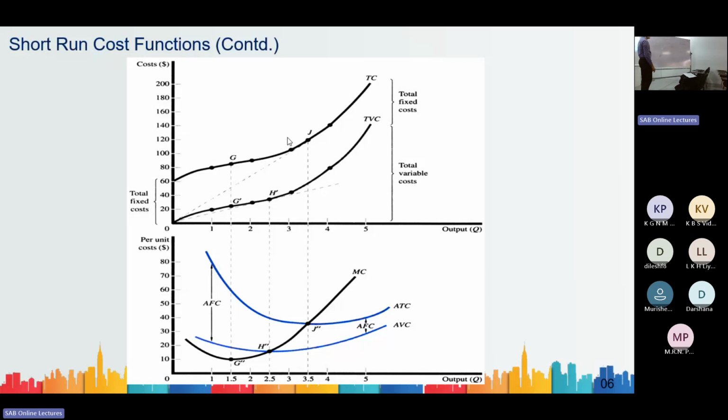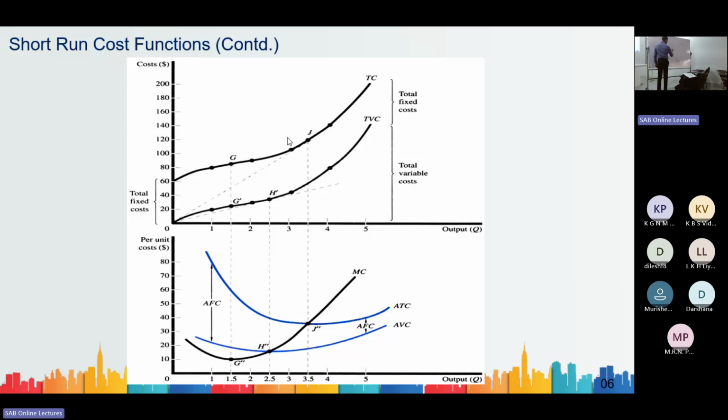So the next cost concept is the total cost. Total cost is the summation of total variable cost and total fixed cost. This is the behavior of total variable cost. Total fixed cost is fixed. So the summation is the vertical summation of the two curves. Let's say at this level of output, this is the total variable cost, this is the total fixed cost, and the summation is how much? We can add this distance here. So total cost at this level of output is this.